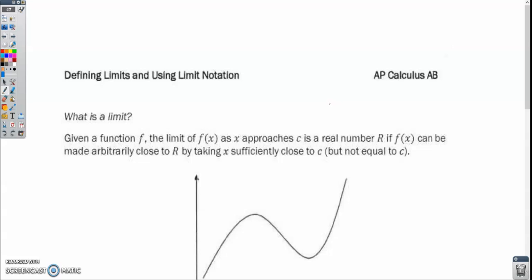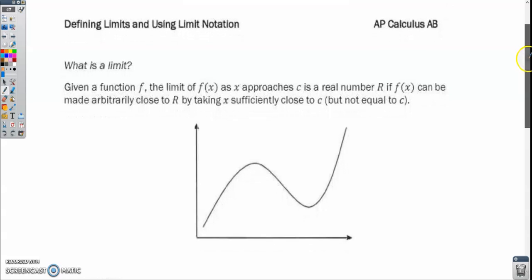Hello, welcome back everyone. This video is about information from section 1.2 of AP Calculus, defining limits and using limit notation. So what we're going to do in this video is look at what a limit is and how limits are written and do a few examples. Should be a fairly short video, or at least hopefully a lesson in which we can do the lesson in one video.